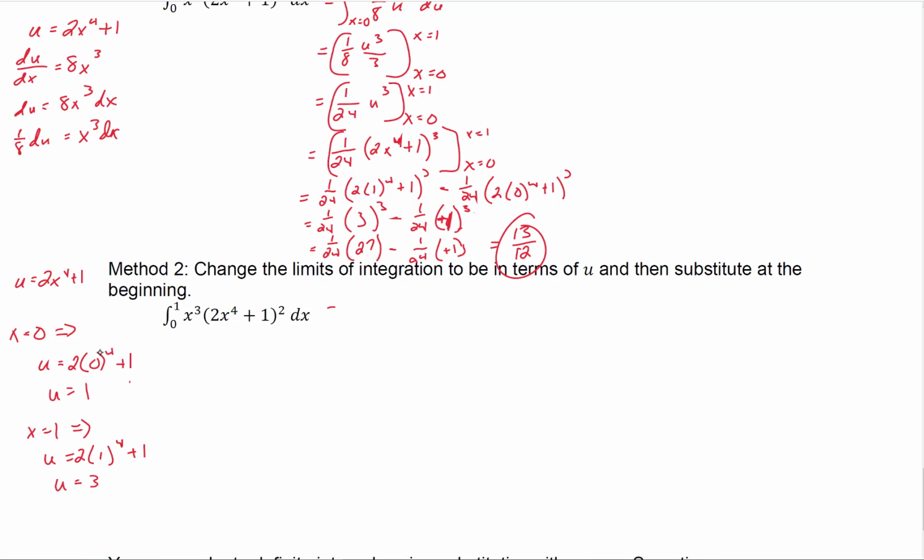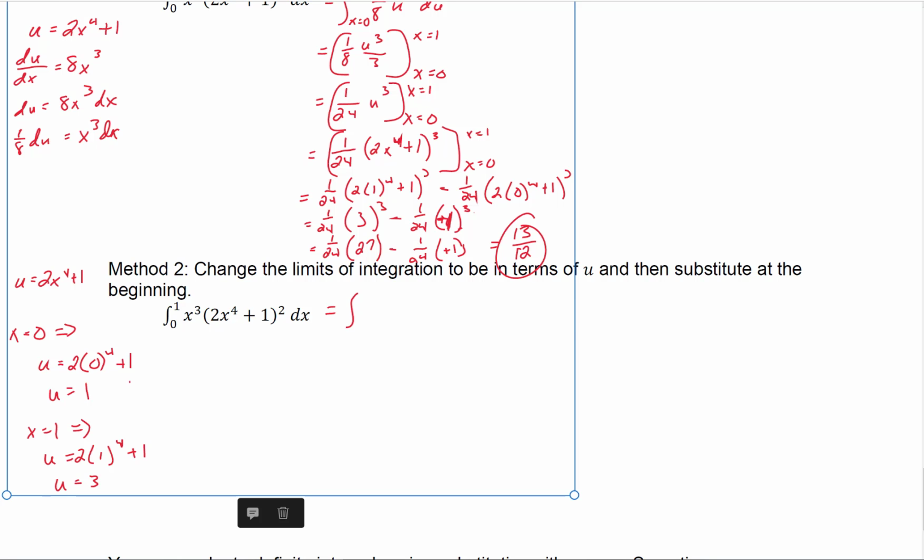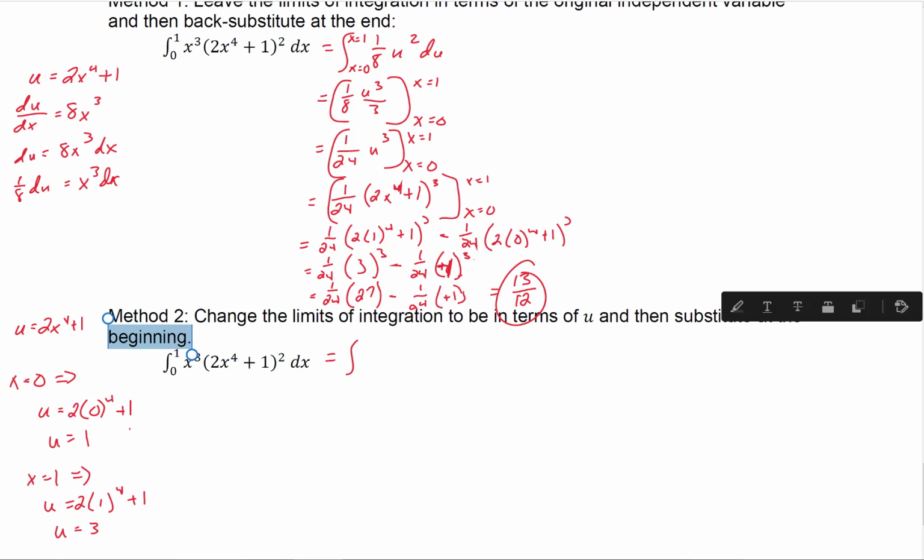So now our integral is going to become the integral, and everything else stays the same as what we've done before. So this is still going to be the integral of 1/8 u squared du, but we change our limits of integration. Whenever we had x equaling 0, now that means u, because we're in terms of u, equals 1. And whenever x equaled 1, u is equal to 3. And so now we integrate this like we normally would.